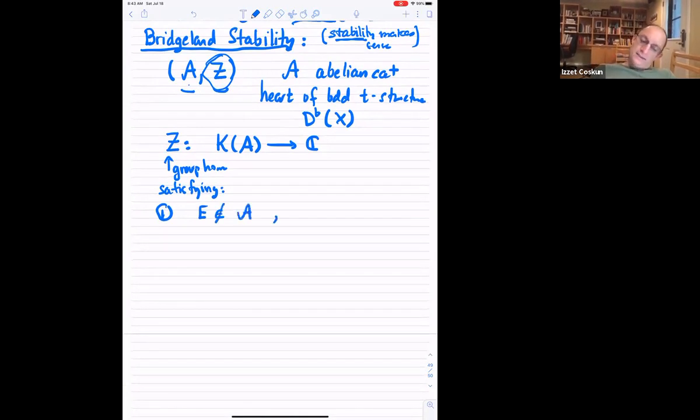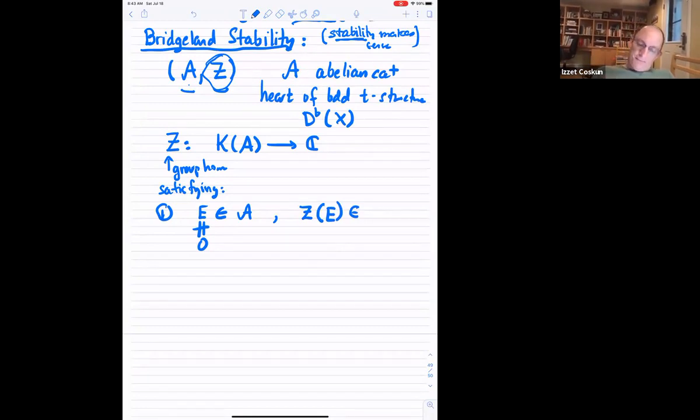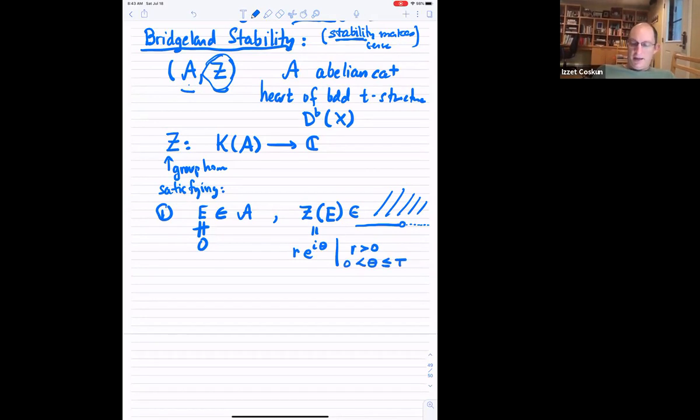then I want this Z of E to be in the upper half plane. So what does it mean to be in the upper half plane? It just means that you are allowed to be in the negative reals. You're not allowed to be zero or the positive reals on the imaginary axis. The imaginary part has to be positive. So in other words, I can write this thing as r e^{i theta} such that r is always positive and theta is between 0 and pi. I allow pi, but I don't allow 0. Okay, in this upper half plane.